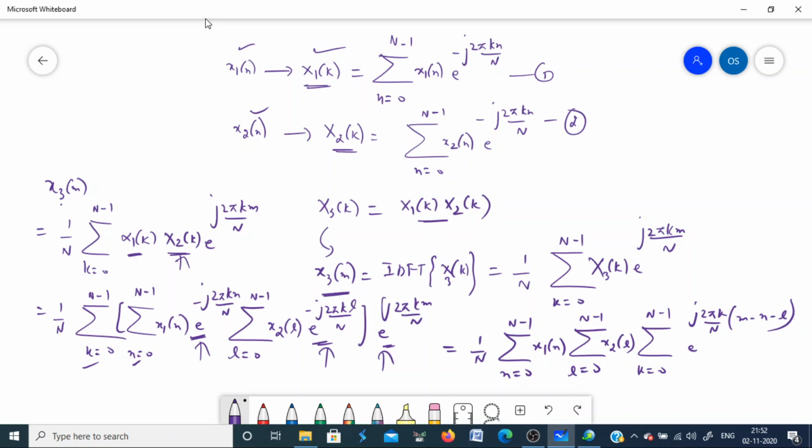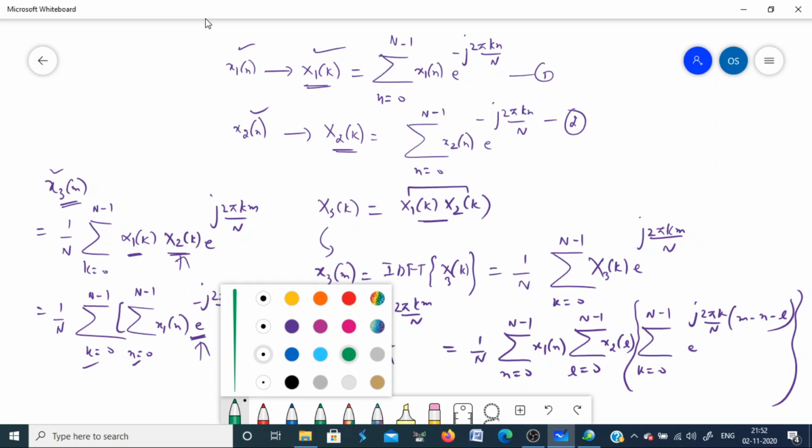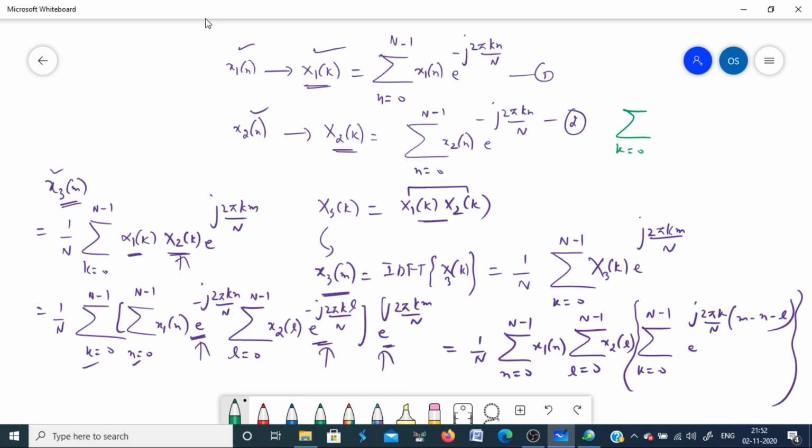Okay, this is x3m, which is obtained by taking the inverse DFT of the product of two endpoint DFTs. Now if you look at this sequence, I can write it in the form of summation of k from 0 to n minus 1 of a raised to power k, where a is e raised to power j 2 pi by n into m minus l minus n.